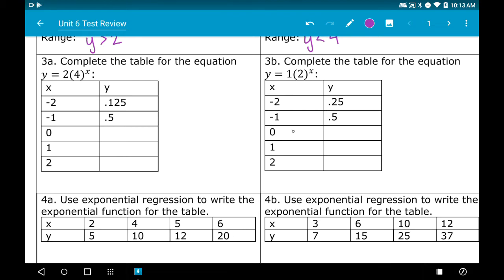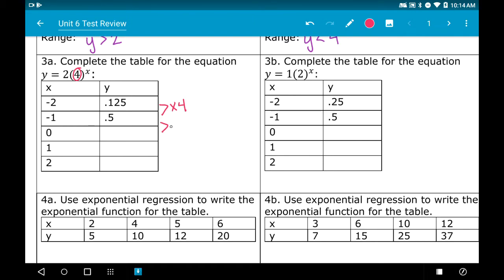Next, we're going to complete the table for the equation y equals 2 times 4 to the power of x. So we have to figure out what the pattern is to continue these on. And this number right here, our b value, is going to tell us what we're multiplying by each time. So times 4. So this number goes here. It's what you're multiplying by. So 0.125 times 4 gives us 0.5.